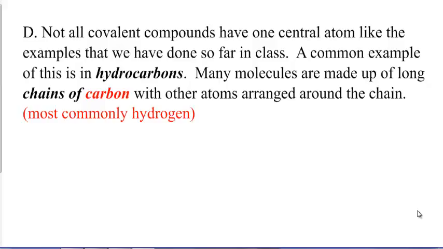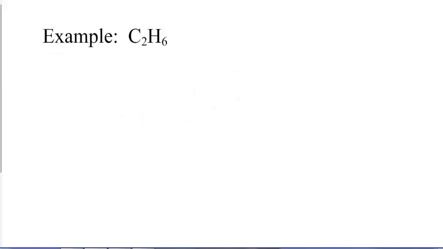Hydrocarbons are molecules made up of long chains of carbon with other atoms arranged around the chain. Most commonly, this will be hydrogen, as you'll see in the examples. C2H6 is an example of a hydrocarbon. This is called ethane. Ethane is used to make ethylene, a more complex molecule, which is used to make things such as plastics and fertilizers. So we're going to draw the structure for ethane.